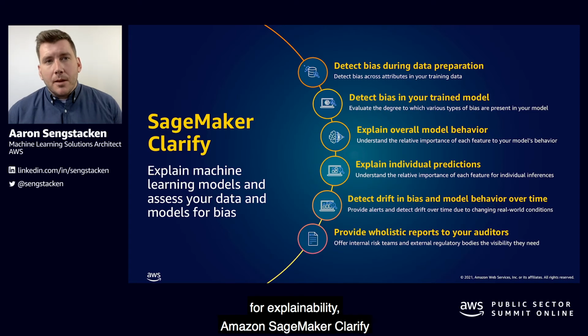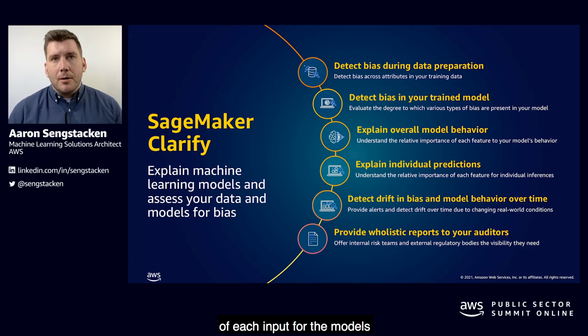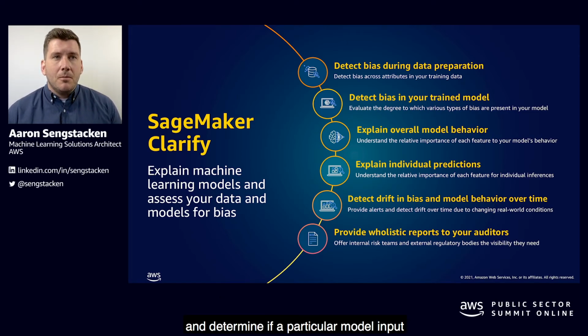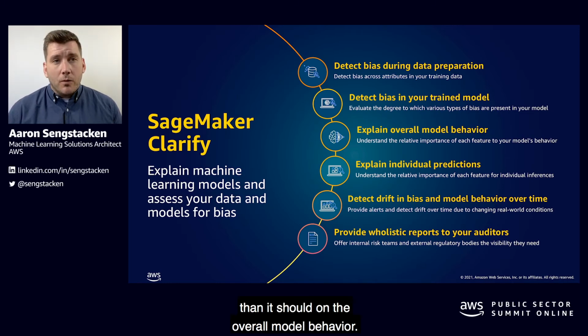For explainability, Amazon SageMaker Clarify will provide a graph detailing the importance of each input for the model's overall decision-making process. These details can help you meet compliance requirements and determine if a particular model input has more influence than it should on the overall model behavior.